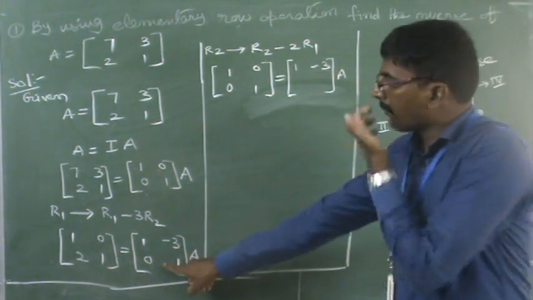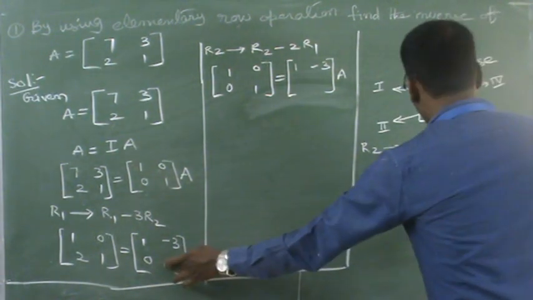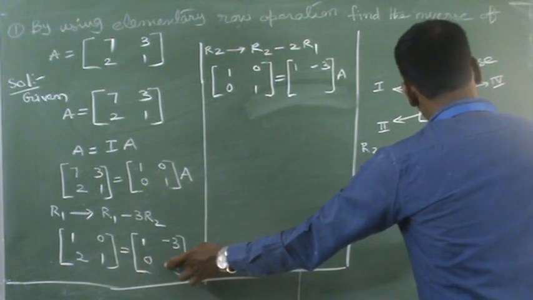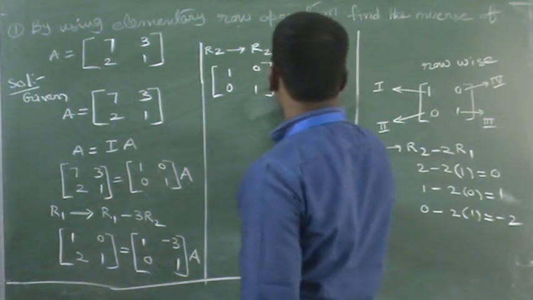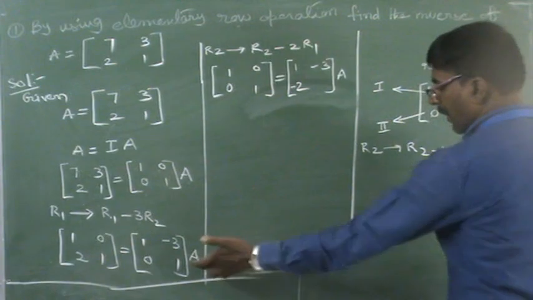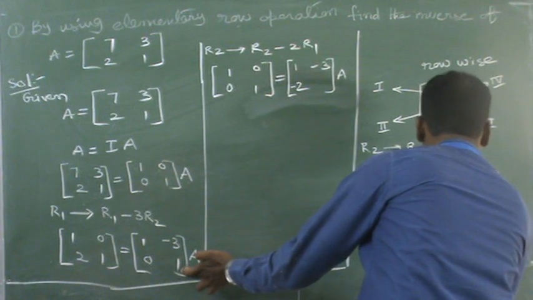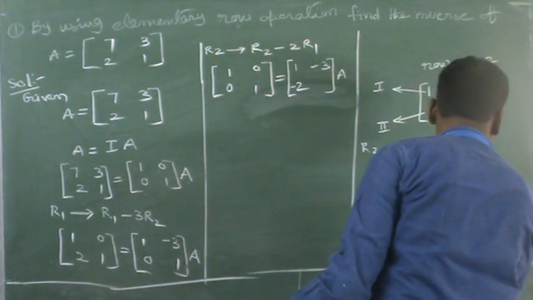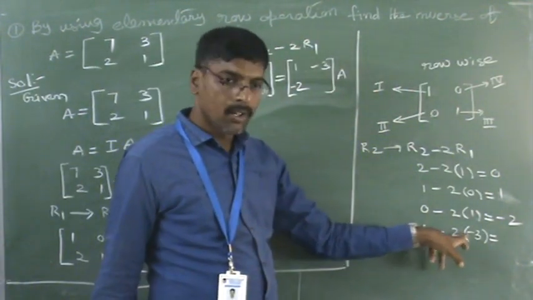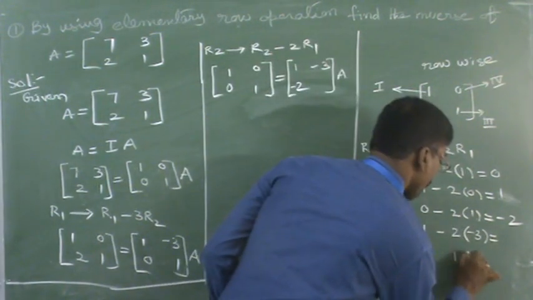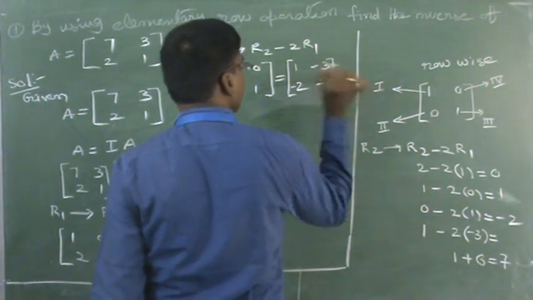See here, the answer will come 0 minus 2 into, what is the value of R1? 2. What will the answer be? Minus 2. We write this as minus 2. The same condition here. What will the answer be? 1 minus 2 into, what is the value of R1? Minus 3. See here, 1 minus 2 into minus 3. So what will the answer be? 1 plus 6, the answer comes as 7. So we write this value as 7.